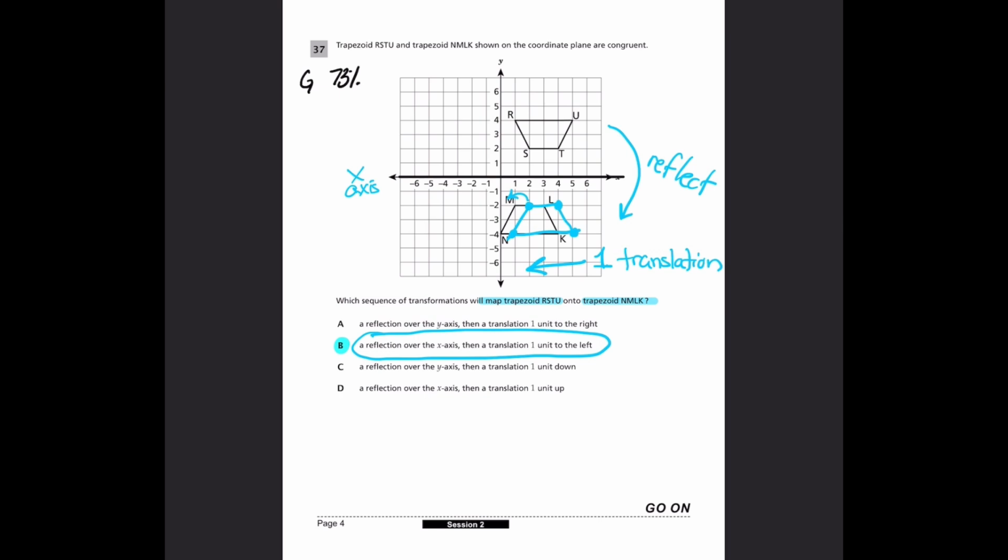Okay. It makes a lot of sense why D is incorrect, because yes, there is a reflection, but then it says the translation is going up 1, and that's not true. That would have meant each of these points would have been 1 higher.